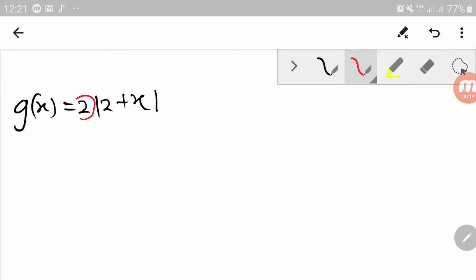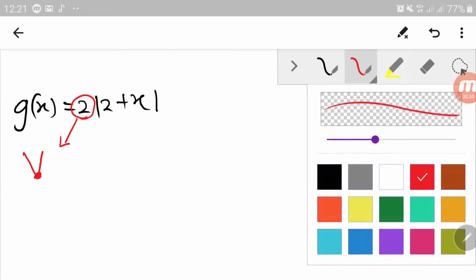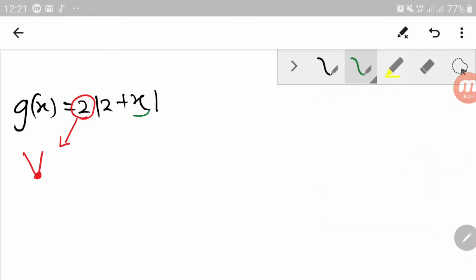Now we look at the coefficient of the absolute value symbol in front, which is 2, so it must be a V shape. Next we find the point over here. How to find it? Easy. For 2 plus x, we set everything inside the absolute value equal to 0, so we have minus 2.